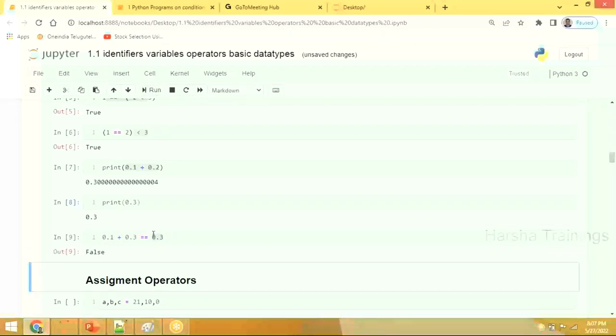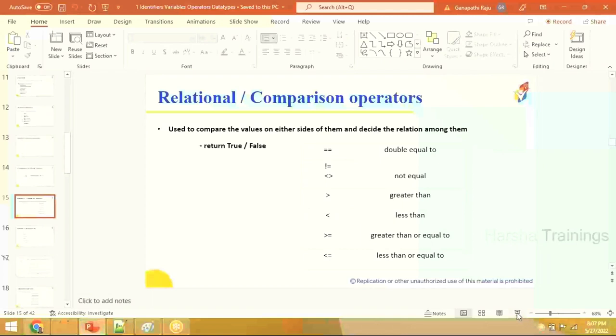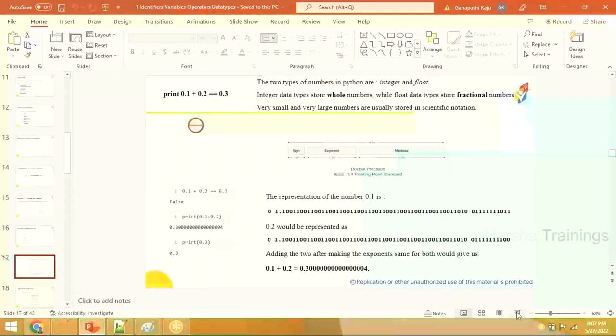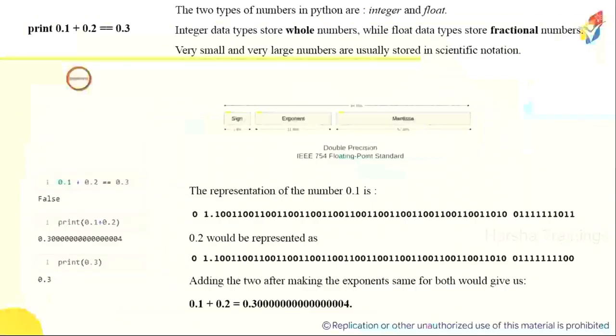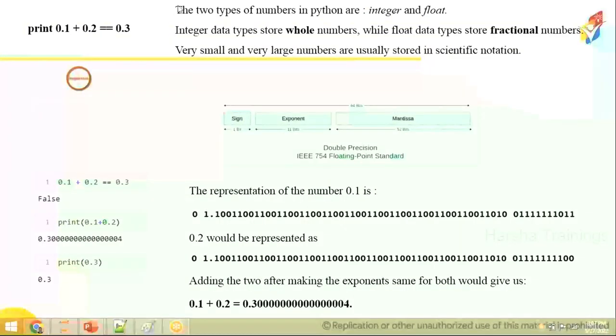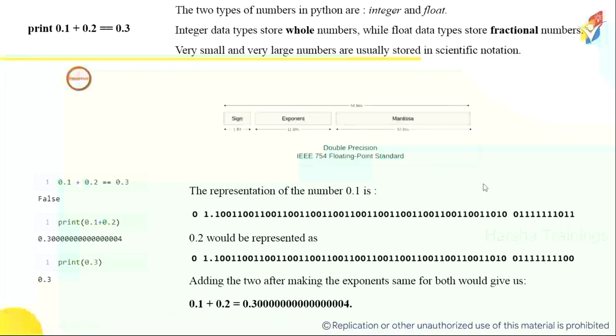Most of the people will write it as true. Now let me tell you the reason. Shall I go? Yes. I cannot make you satisfied with my answer, but I'll try my level best. To understand this, we need to discuss more Python concepts. Now, let me demonstrate and discuss for 2 minutes.